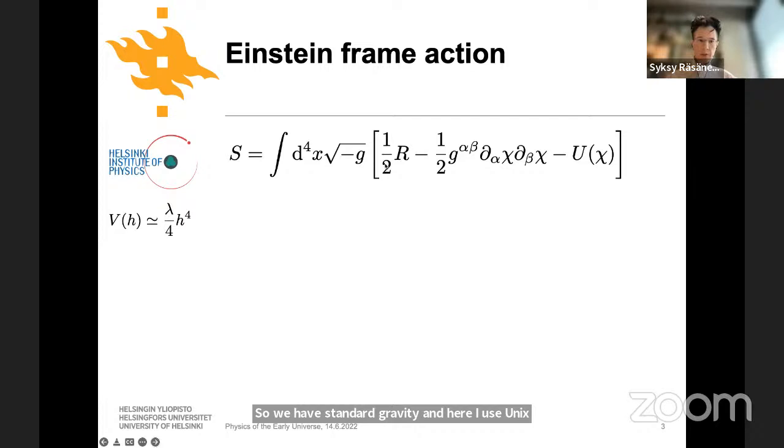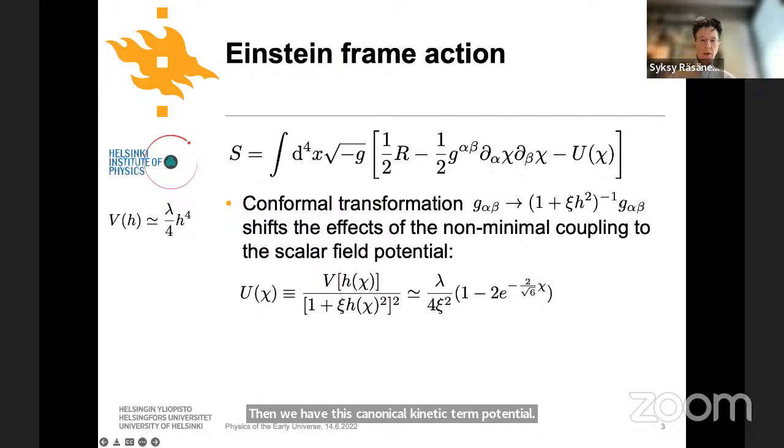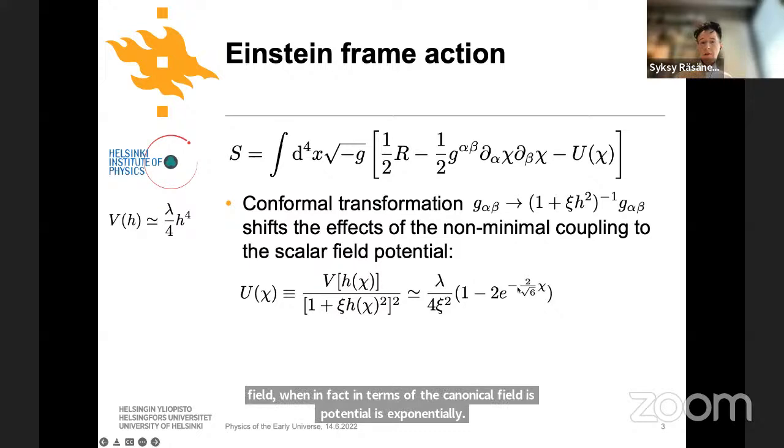Then we have a canonical kinetic term and a potential, and this conformal transformation of the metric shifts the effects of the non-minimal coupling to the scalar field potential. So for large Higgs field values, the potential goes like h⁴, divided by the square of the non-minimal factor, which just comes from the determinant and goes like (ξh²)². So this is asymptotically flat. And because of the shift from the field h to the canonical field, in terms of the canonical field this potential is exponentially flat. So this is great for inflation.